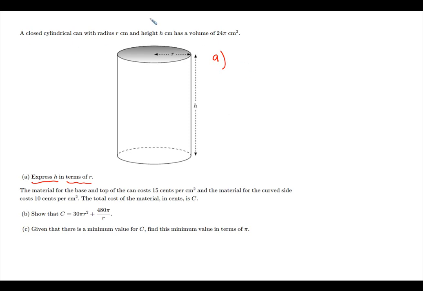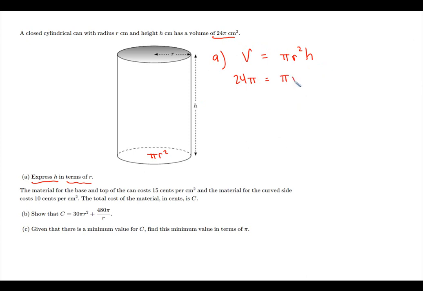So first of all, let's use the information that we have. We know the volume, so they're giving us the volume. That's a hint that we should be using the volume formula. The volume of a cylinder is the area of the base, which is a circle, pi r squared, times the height. So this is the formula for the volume of a cylinder. Now they tell us the volume is 24 pi.